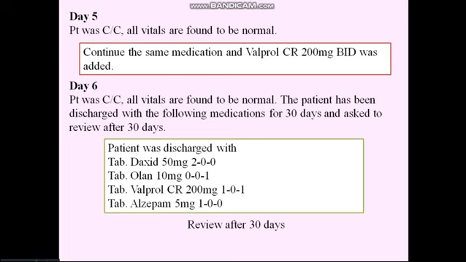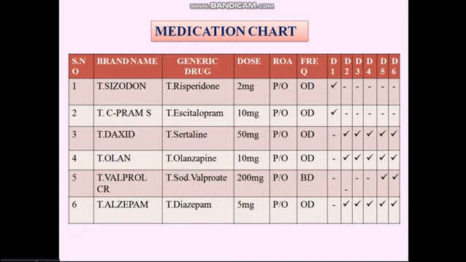Review after something that days. And you have to write the medication chart in a whole tabular column, which indicates which drug is given on which day, why the drug is stopped on that day, why the dose is increased, how frequently it is given, and what dose is given.